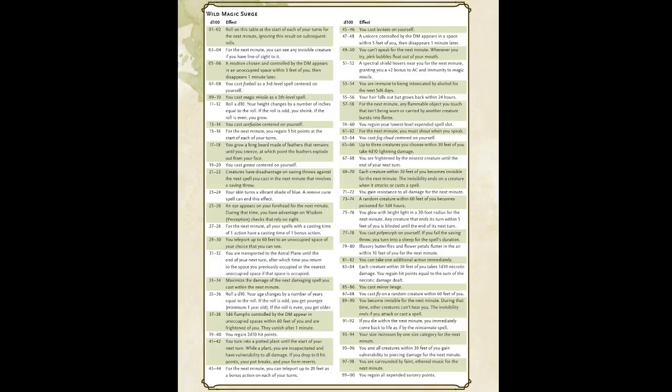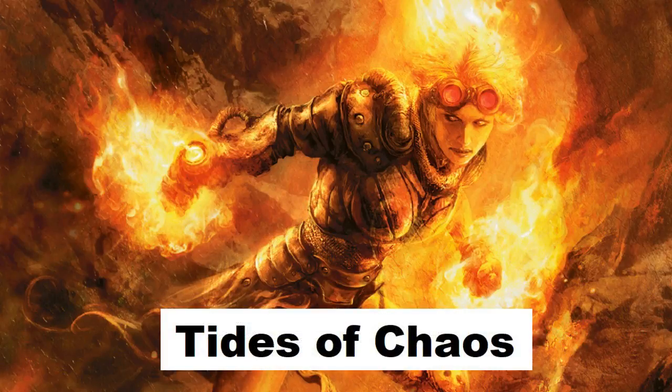It's a real big risk, which is part of the reason why it's called wild magic. Okay, next is Tides of Chaos. So starting at first level, you can manipulate the forces of chance and chaos to gain advantage on one attack roll, or an ability check, or a saving throw.